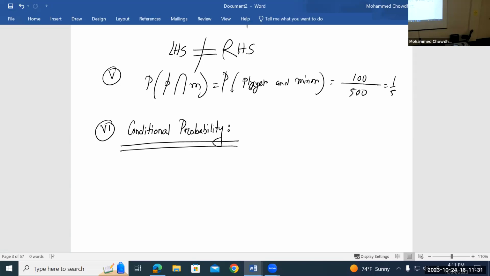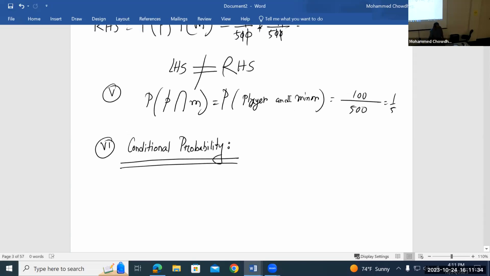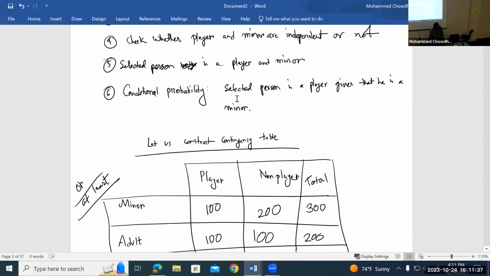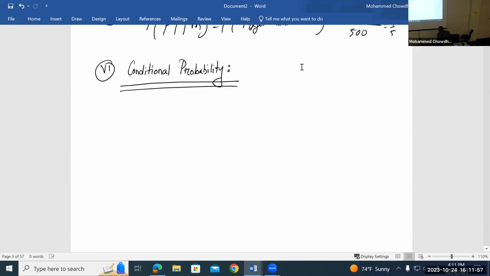So that is why if you take a look, given that the selected person is a player, given that he is a minor. What is given? Minor is given, right? Understand? Condition. He is a minor. That is the given. That is the condition. So it has a notation. Conditional probability is written this way. After this vertical line, what is given should be written.